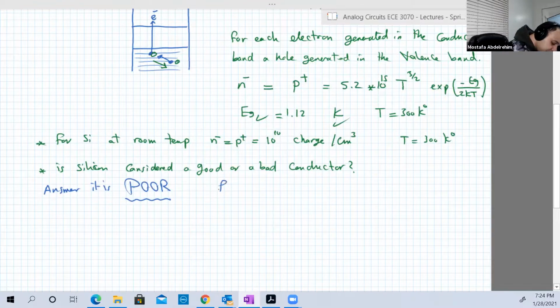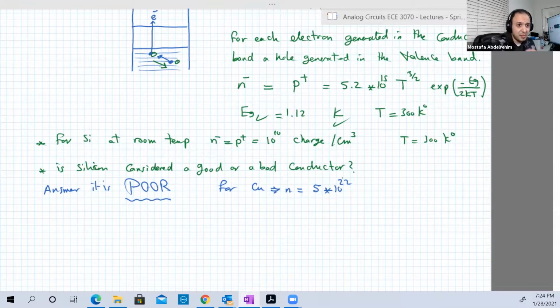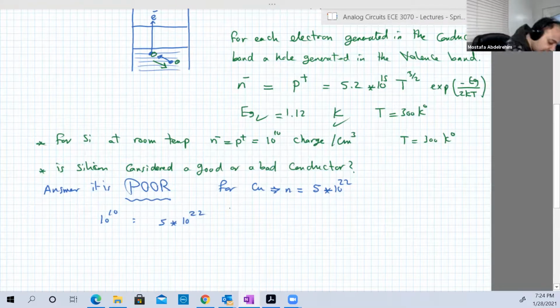For copper, n equals 5 times 10 to the power 22. Okay, that's a huge number. So if we relate them together, 5 times 10 to the 22 divided by 10 to the 10, it will be 5 times 10 to the 12 in copper.